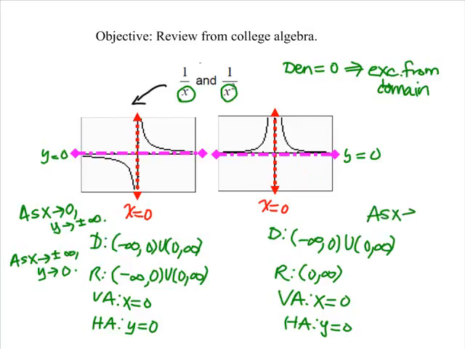But likewise, we can say a similar thing over here. As x is going to 0, that is, as we're getting closer and closer to 0, our y values are going up to infinity. So y is approaching infinity. But what happens as we get larger and larger and larger, that is, as we go out left and right, our y values are getting smaller. So we say as x goes to infinity, y is approaching 0. Okay?